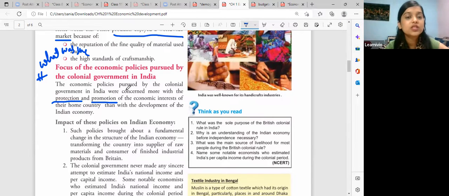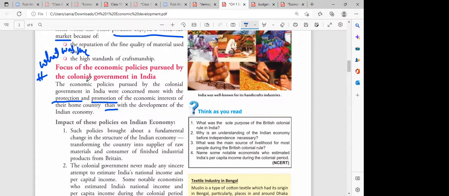Answer: the economic policies pursued by colonial government in India were concerned more with protection and promotion of economic interest of their home country than with the development of India. So there was no motive of theirs to promote the Indian economy. The only motive was protection and promotion of home country. Clear? Yes, ma'am. Okay, write it down.